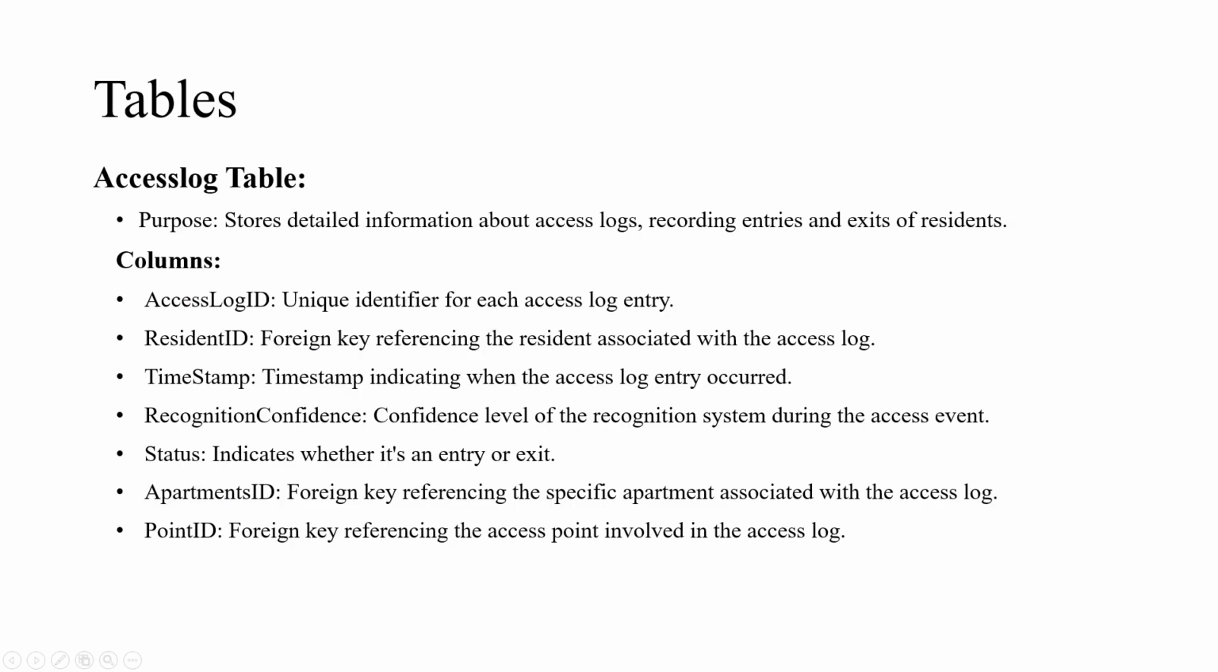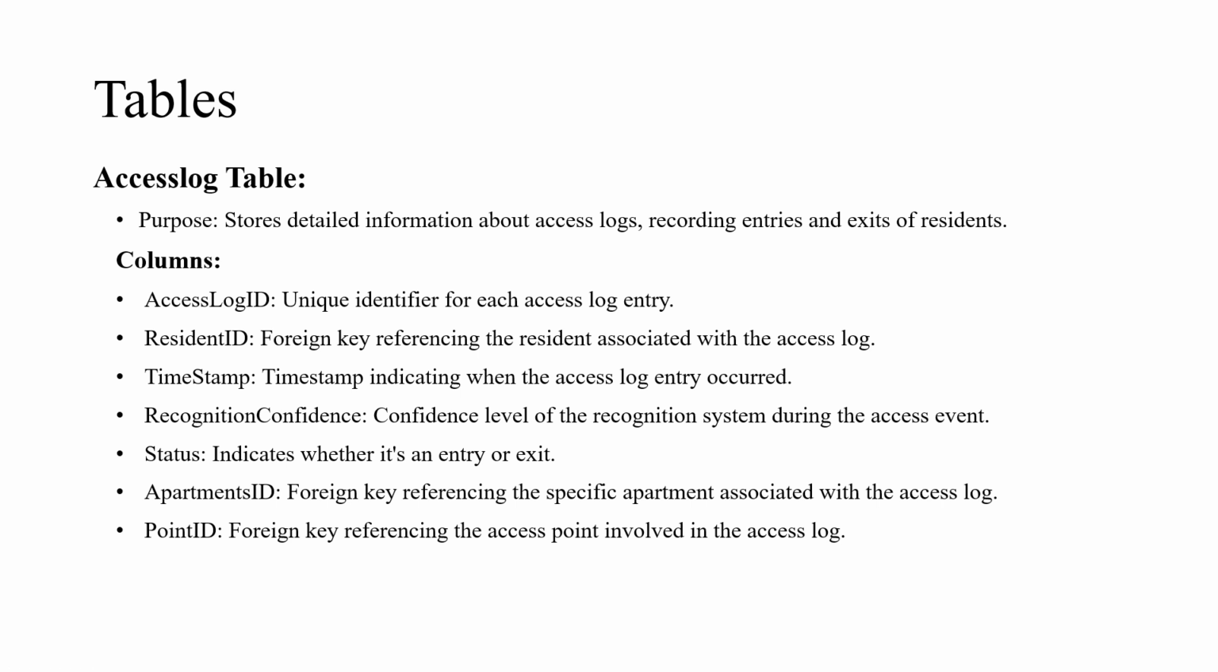Coming to the tables we have in this database system project, access log is one of the important tables, because it logs all the entries and exits, and ties them to the residents and also the apartments in the complex. I would like to explain each column within this table. Access log ID is a unique identifier, the primary key.